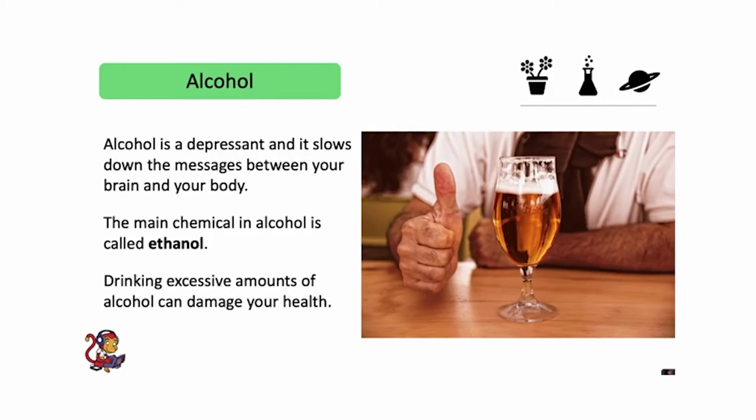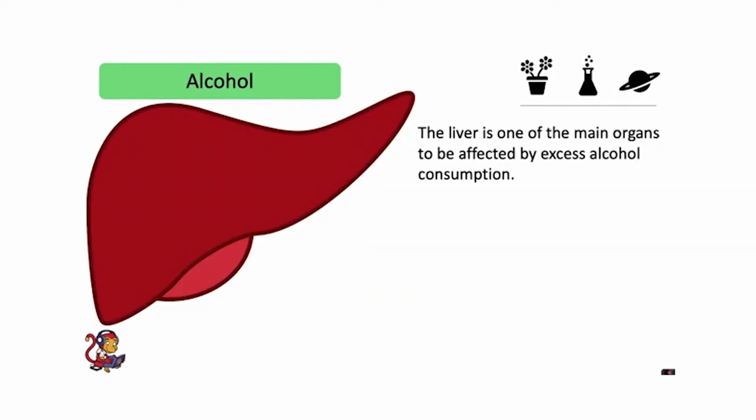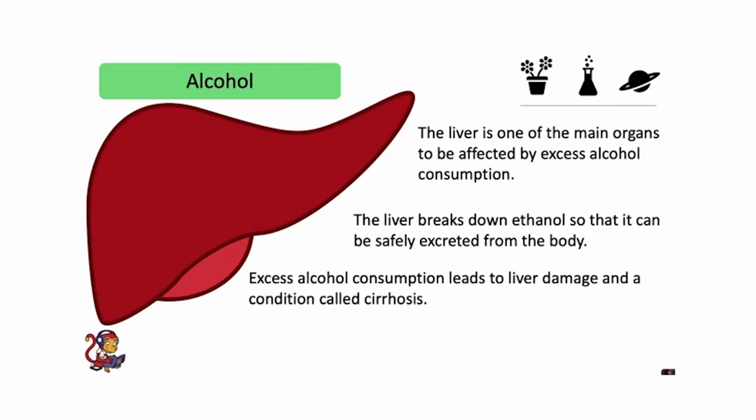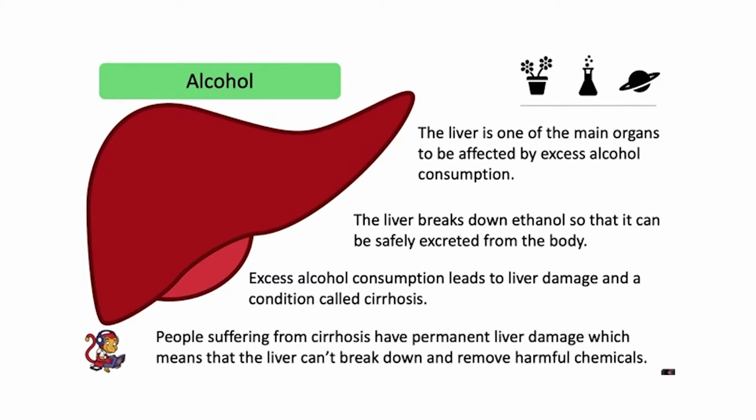Drinking excessive amounts of alcohol can damage your health. The liver is one of the main organs to be affected by excess alcohol consumption. The liver breaks down ethanol so that it can be safely excreted from the body. Excess alcohol consumption leads to liver damage and a condition called cirrhosis. People suffering from cirrhosis have permanent liver damage, which means that the liver can't break down and remove harmful chemicals.